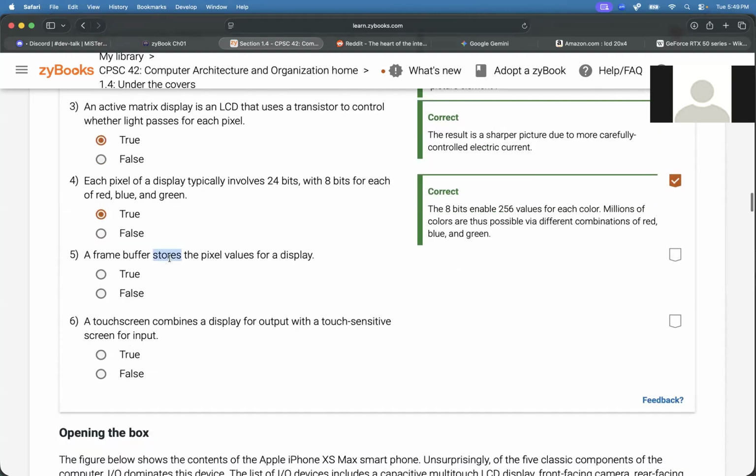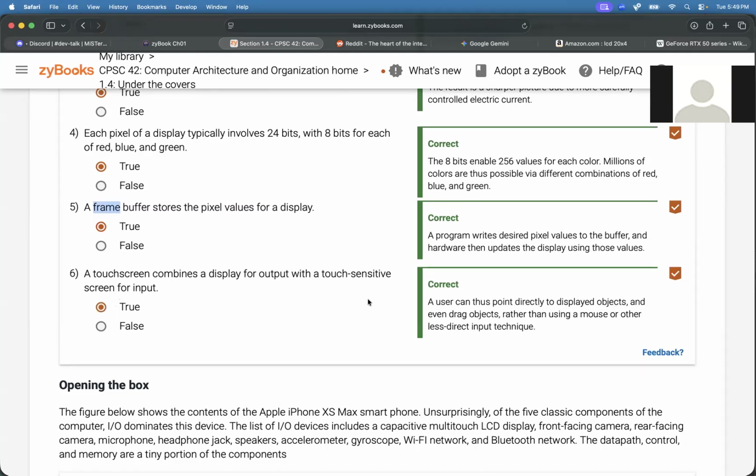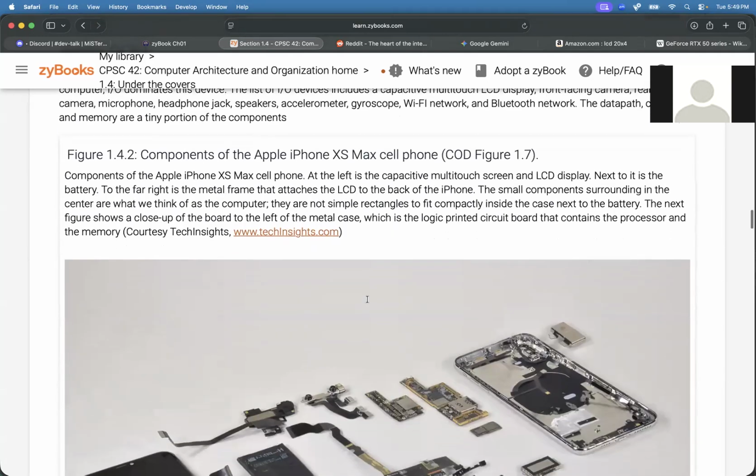A frame buffer stores the pixel values of the display. Yeah, so a buffer can be a storage location. And if you're storing a frame, think of like a frame of video. Those are the pixel values for the display. A touch screen combines the display with touch sensitive screen. Yes, that's what it is. It's a screen that you touch.